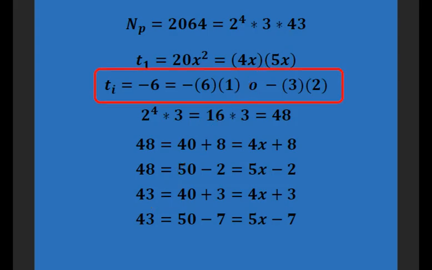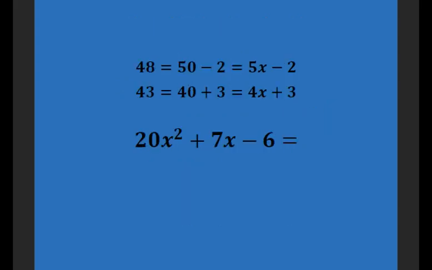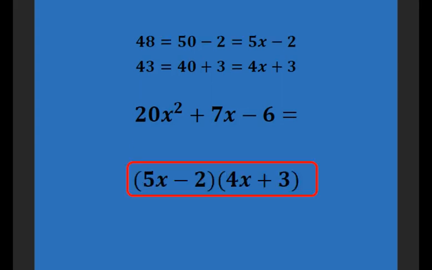Now with the numbers of t sub I, we look for the factors that satisfy t sub I. The factors satisfying t sub I are 5x minus 2 and 4x plus 3. As a result, 20x squared plus 7x minus 6 is equal to 5x minus 2 multiplied by 4x plus 3.